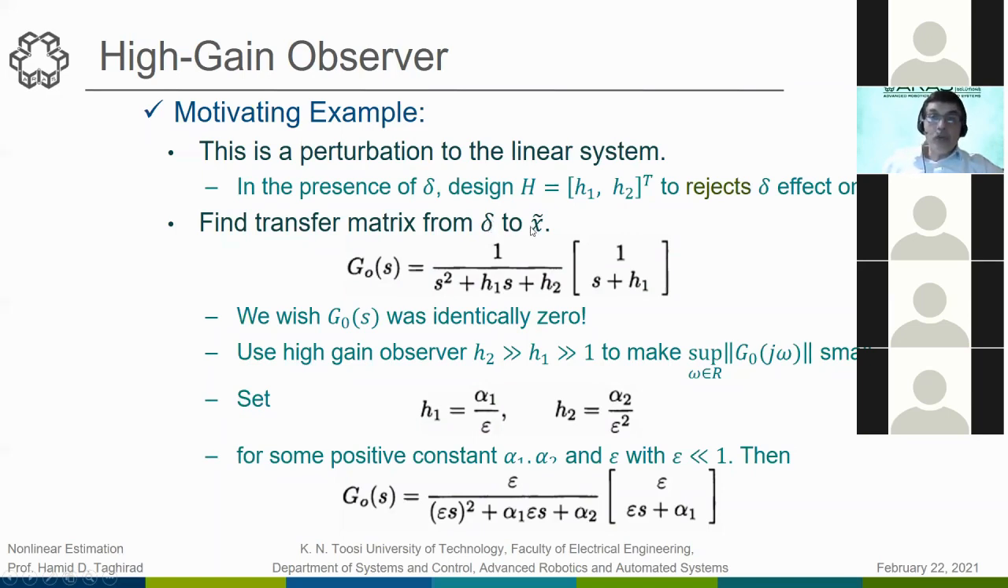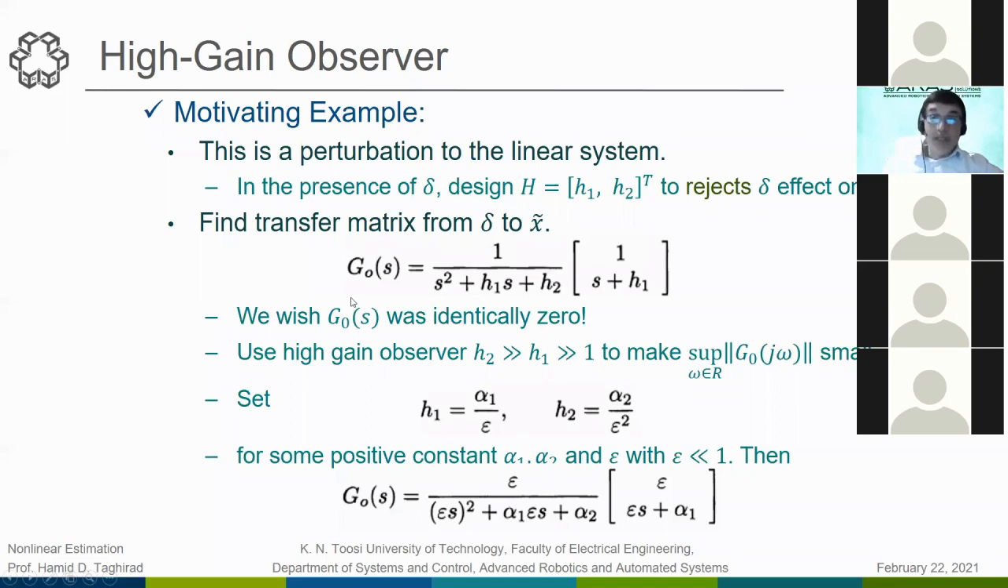And we want to kill that. We want to make it zero. It would be perfect if we could make G0 completely vanish and equal to zero, but this is not possible, of course. We have a transfer matrix with these terms, and we should, of course, increase the denominator, make it as large as possible.